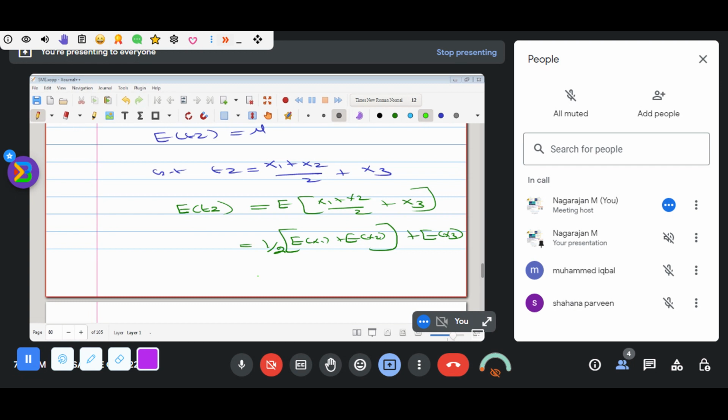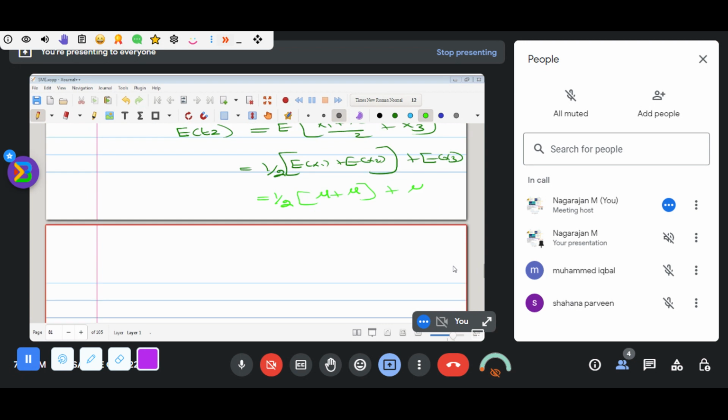So the answer here is 1 by 2 times, E of X1 value is mu, plus E of X2 value is also mu, plus E of X3 value is also mu. Now simplify, so what is the result? That is equal to 1 by 2 times (mu plus mu is 2 mu) plus mu. This 2 cancels, so that is mu plus mu, which equals 2 mu.